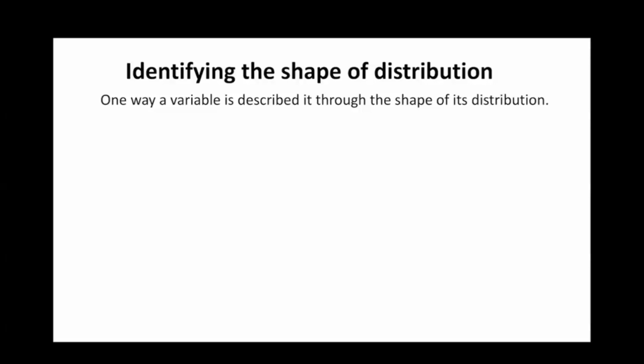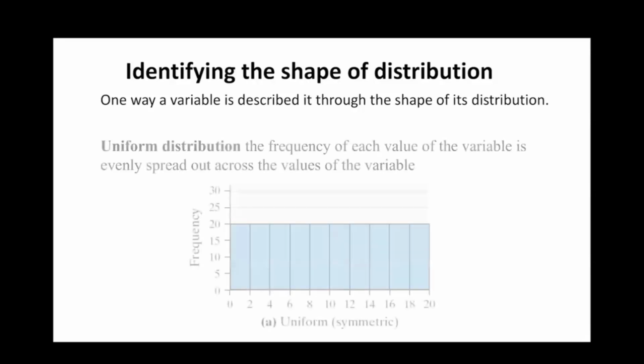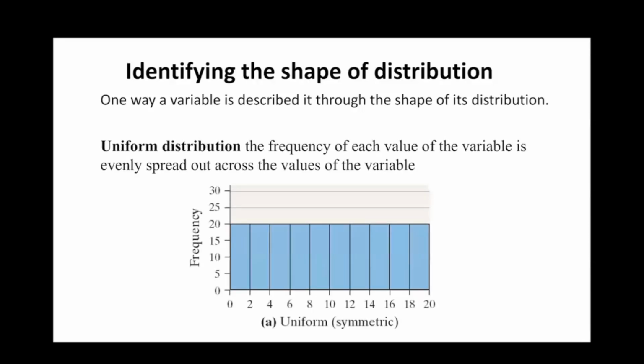One of the ways that we describe a variable is by its shape of distribution. When we graph it, we look at its shape and how it's distributed. Here's the first one, uniform distribution. With a uniform distribution, the frequency of every value is spread out evenly. It's not necessarily going to be exactly even; it could be really close. As I said, statisticians don't deal in absolutes, so if it's really close, we will say it's mostly uniform or relatively uniform.